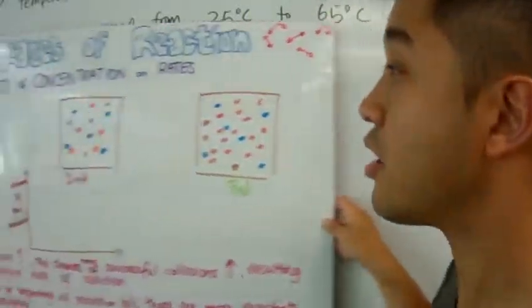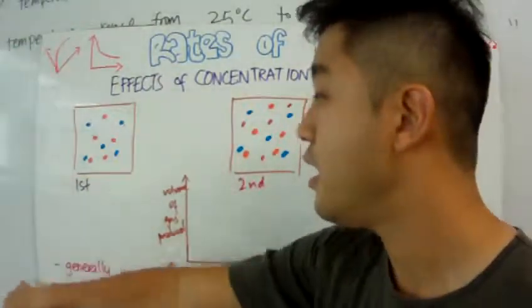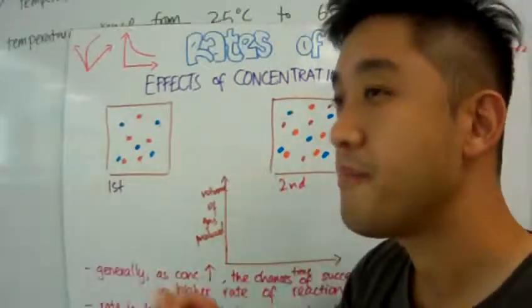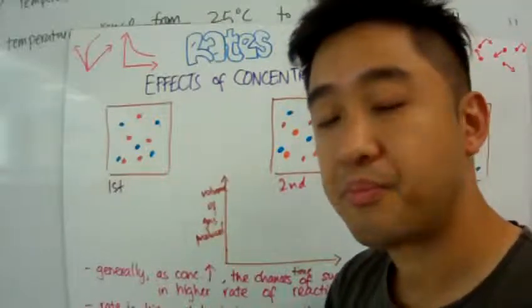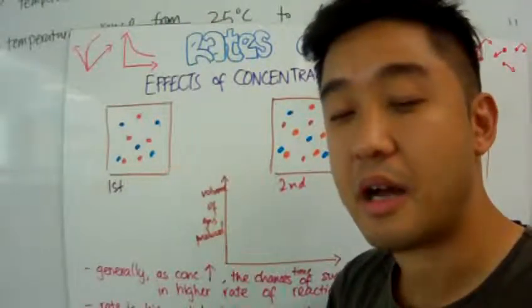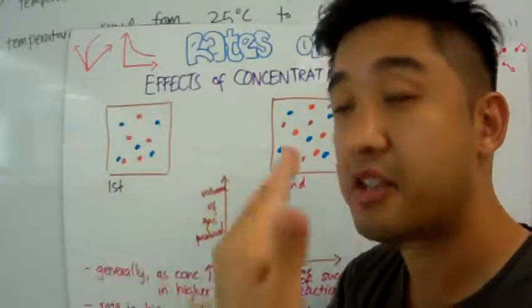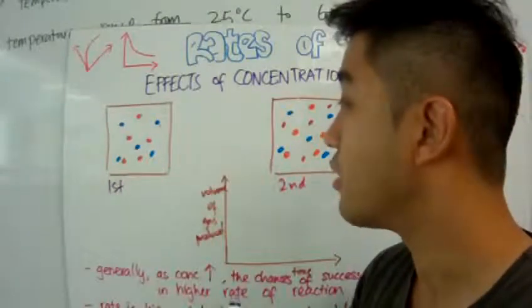But now we're going to talk about the effects of concentration on the rates of reaction, okay? And firstly I'm going to talk about what is happening using collision theory, in terms of how rates of reaction are different when you have different numbers of particles, okay?